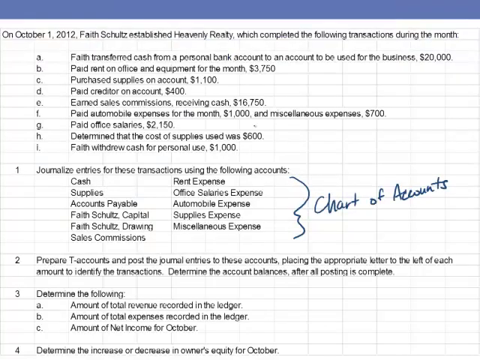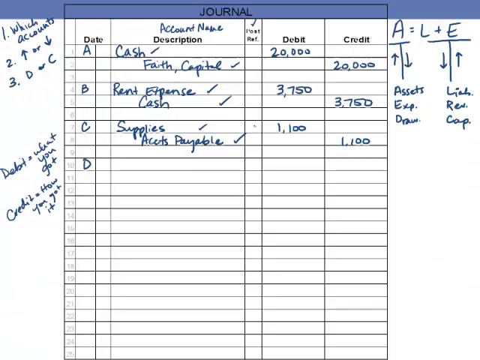Letter D, we paid the creditor on account. So some of those supplies that we just purchased, we're now making a payment of $400. Okay, paid means cash was paid out. That's going to be a credit to cash for $400. And if we paid the debt, that means we paid down some accounts payable. That debit to accounts payable makes it go down.